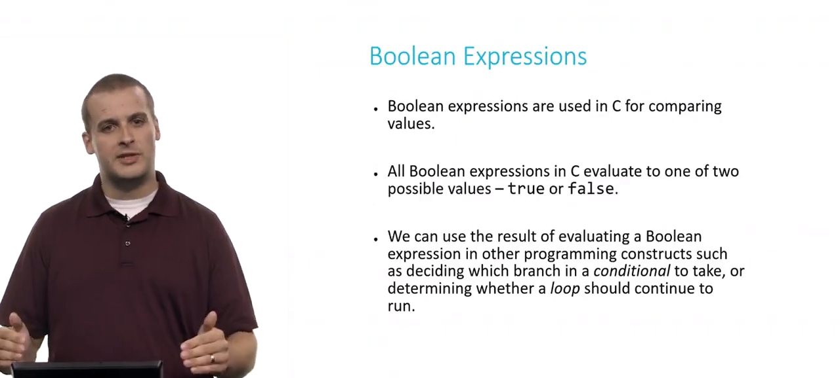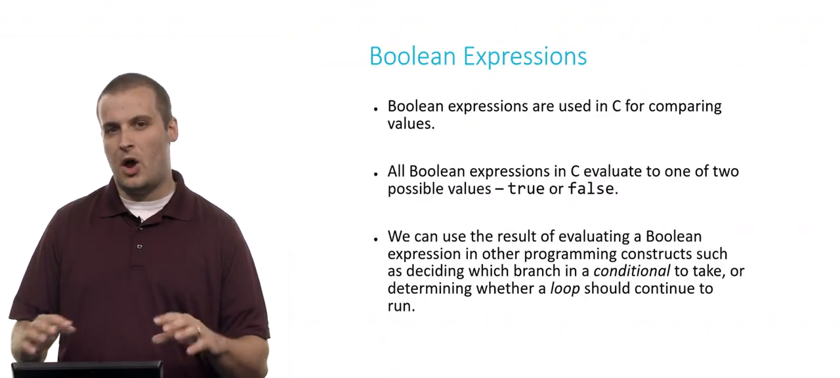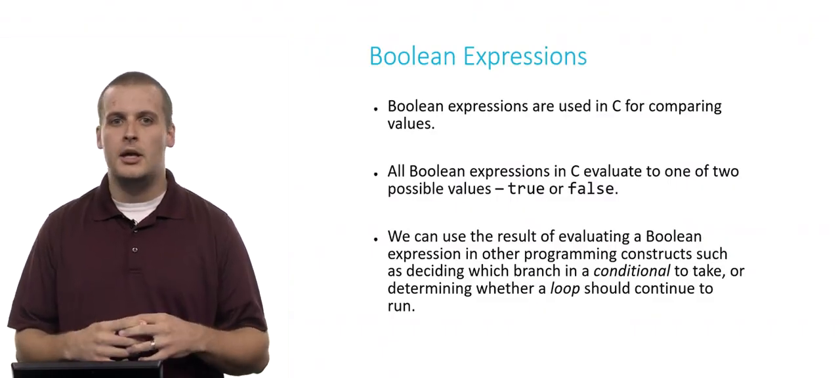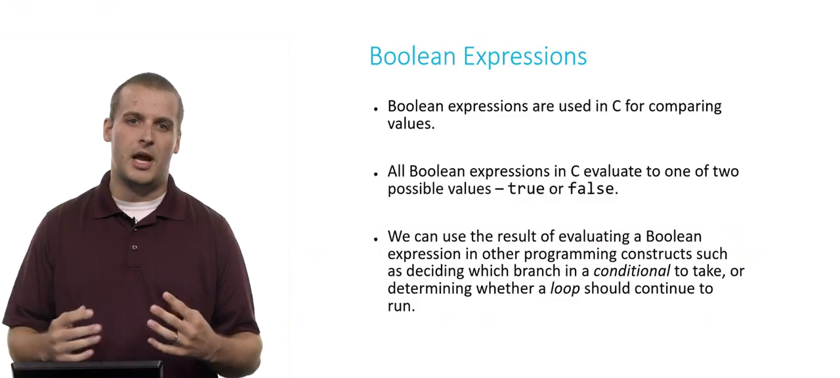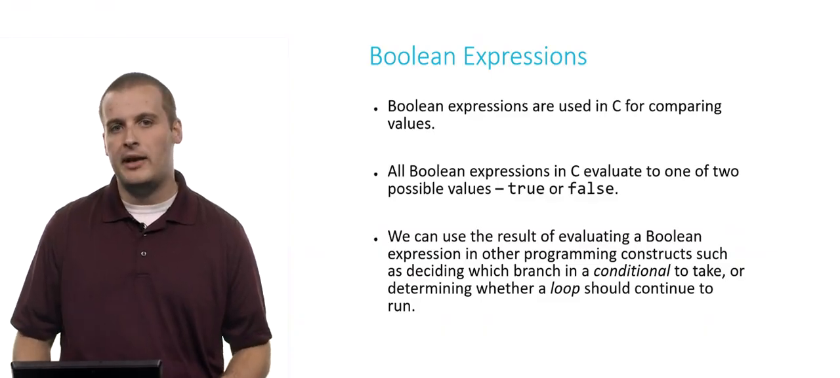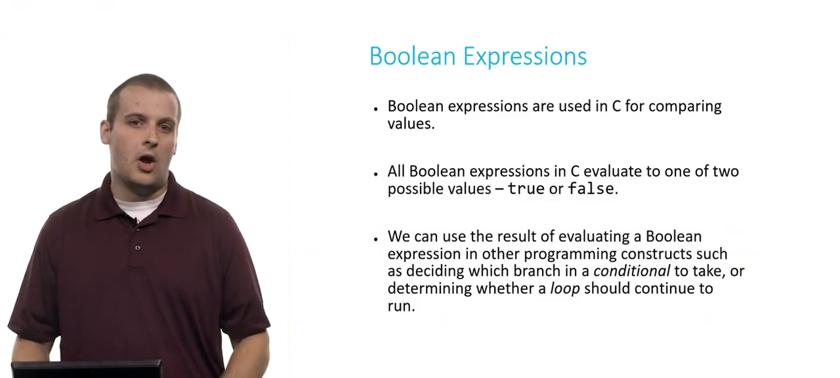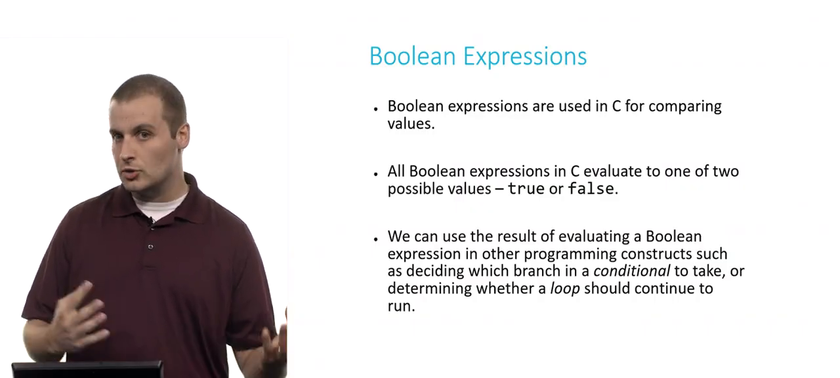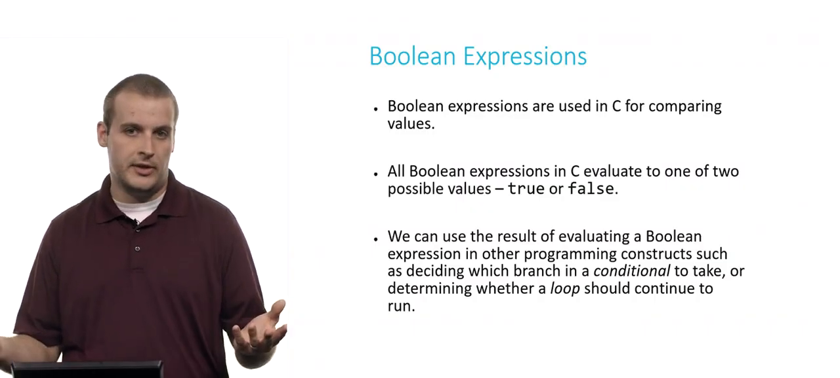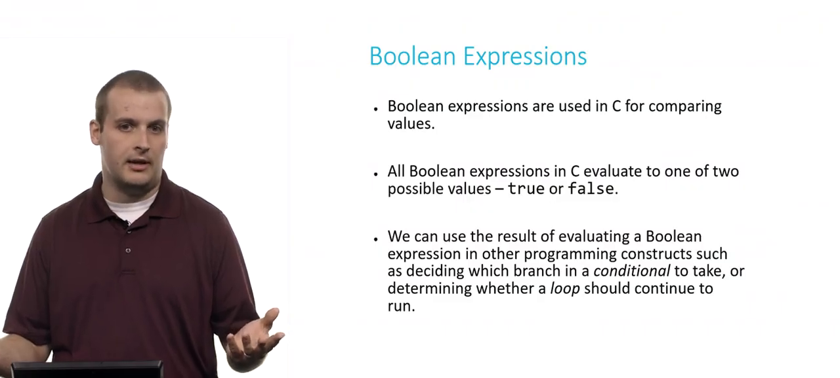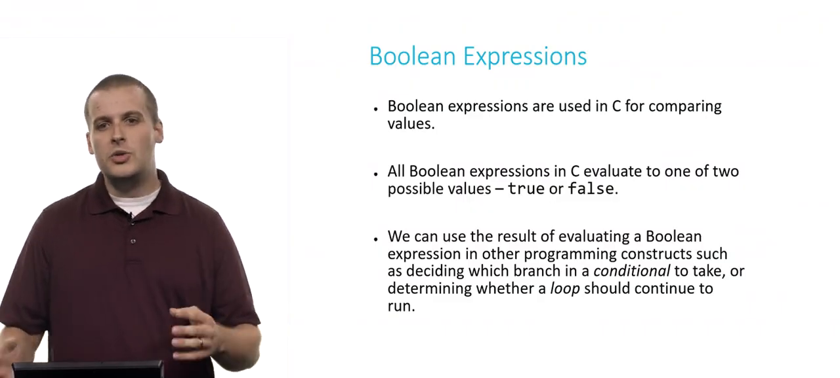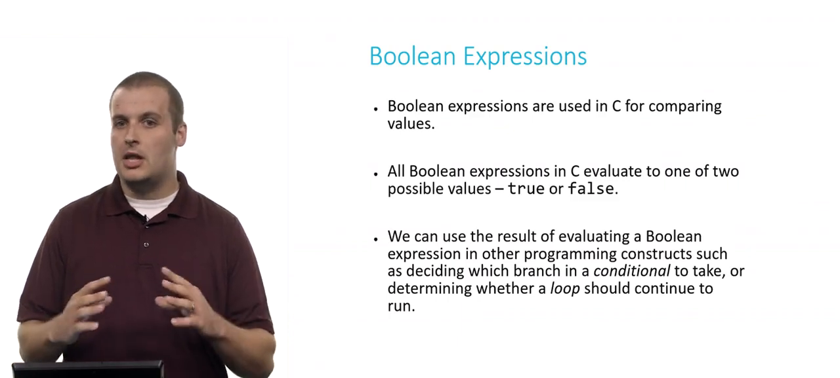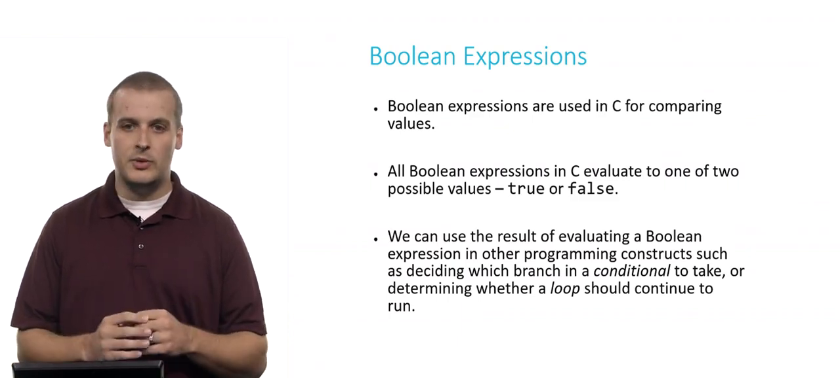So let's switch gears for a second and talk about Boolean expressions, all of which also fall into the overall category of operators. But Boolean expressions, unlike arithmetic operators, are used for comparing values. So again, all Boolean expressions in C evaluate to one of two possible values, recall, true or false. That's the only two values a Boolean variable can take on. We can use the result of a Boolean expression in a lot of ways in programming. In fact, you'll be doing this quite a lot.